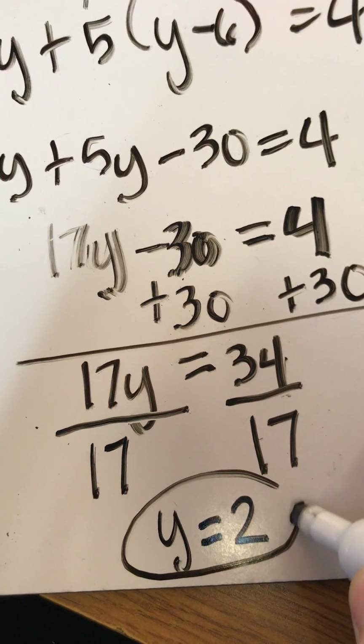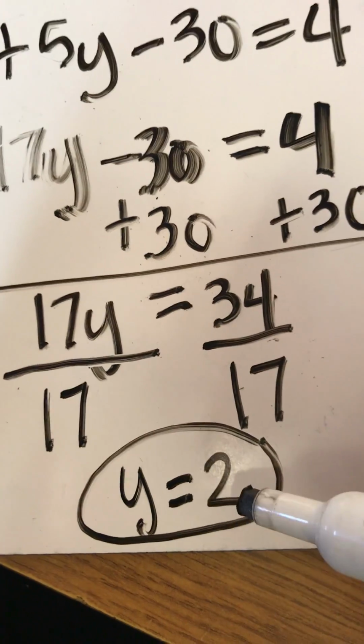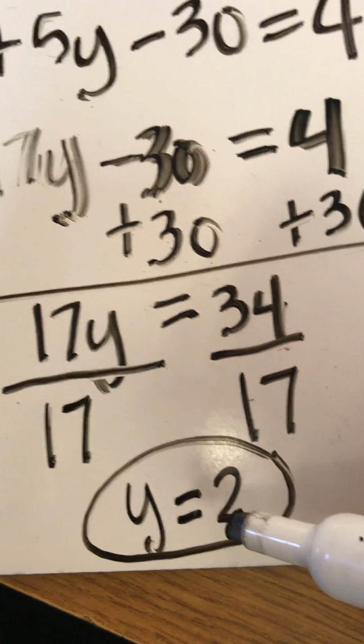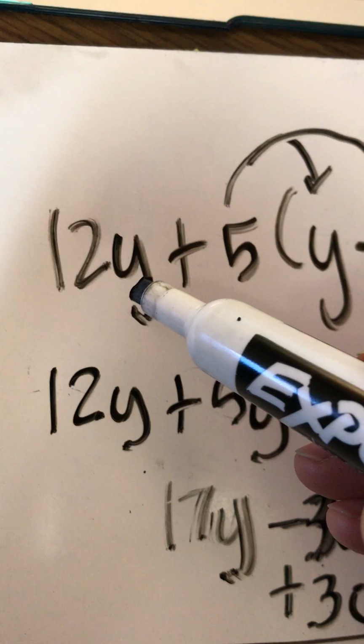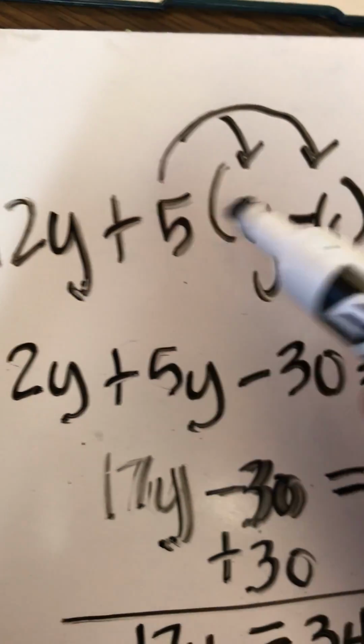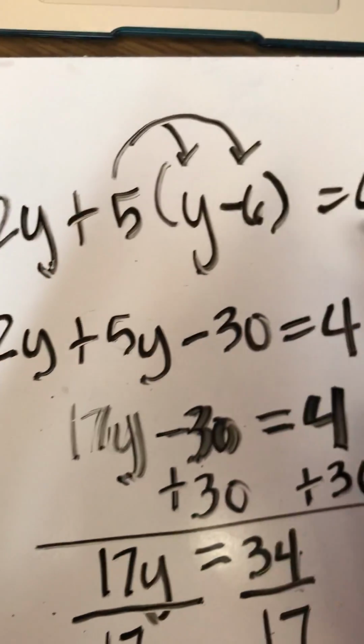Now of course we're going to circle our answers, and if we have time we're going to go back and check: is 2 actually the answer? And the way to check that would be to come back to the beginning, put 2 in for y here, put 2 in for y here, and then do the math to see if it works.